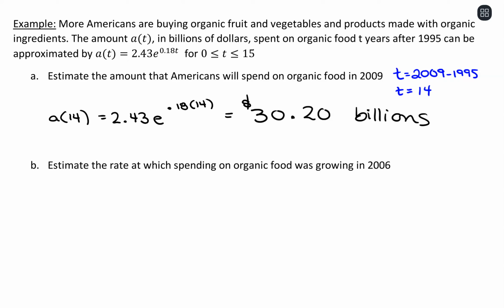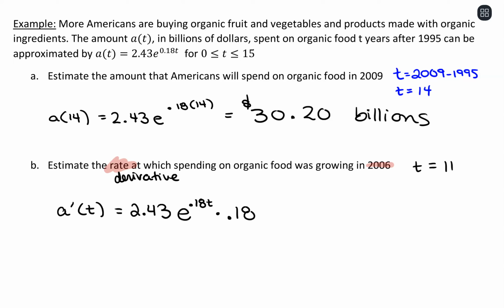Estimate the rate at which spending on organic food was growing in 2006. So this is t equals 11 here. And this rate of change at that specific point, that's the whole idea of our derivative. So what we're going to do is find our derivative function and then evaluate it at t equals 11. So we have this constant multiple of 2.43, so that's going to keep hanging out. And then e to the 0.18t, so we're going to keep the e to the 0.18t, but then we need to multiply by that inside function, which is the 0.18.